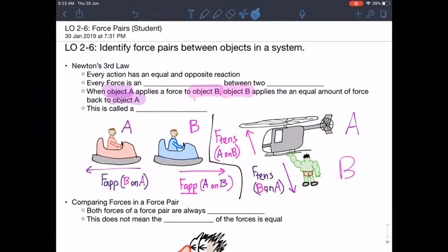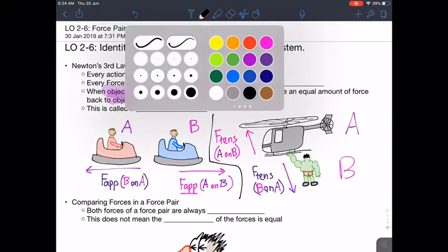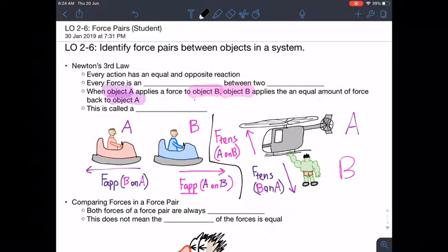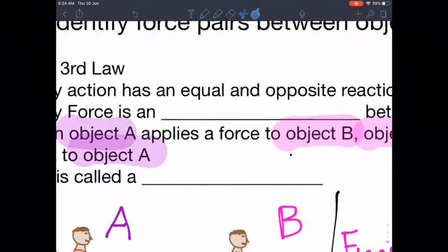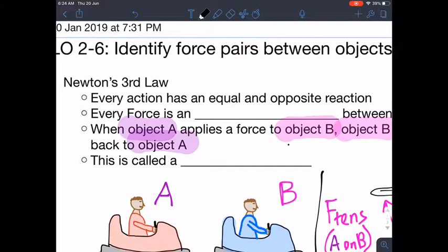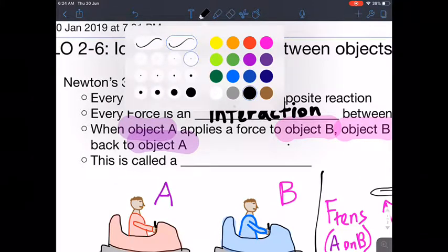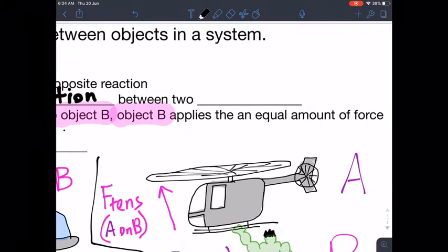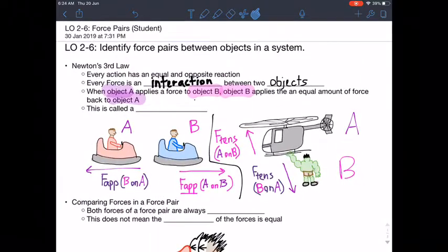What Newton was talking about was a little more complex in a way. And so we're going to have to be careful in trying to understand it. So what Newton was saying was that every force is an interaction. So there's always two objects involved in a force, and they're doing something to each other. It's not just a one-way sort of relationship.